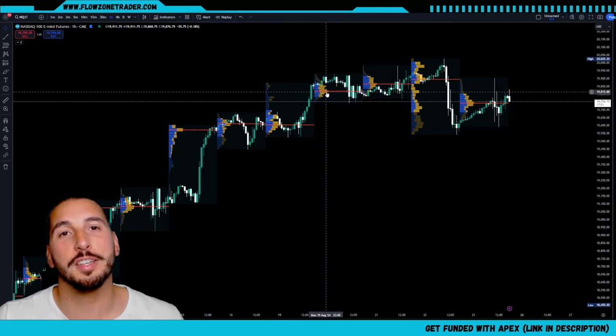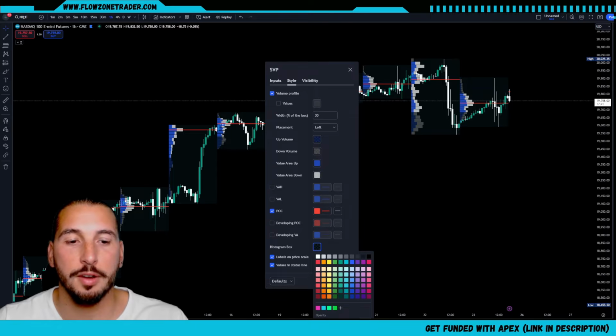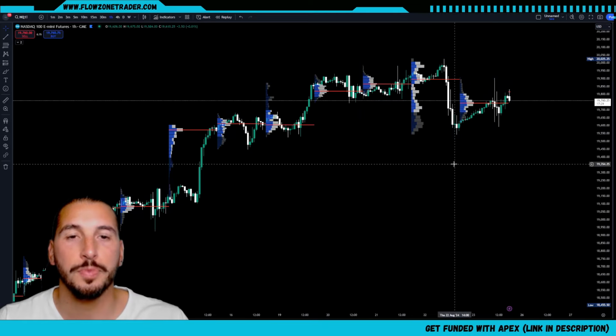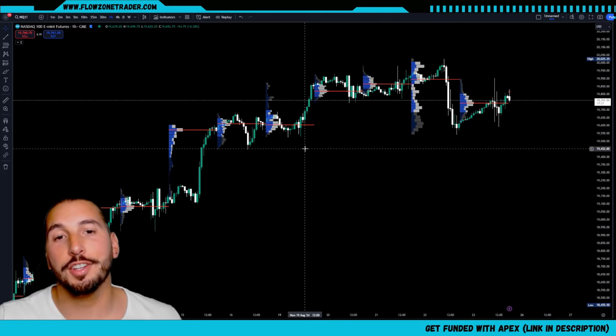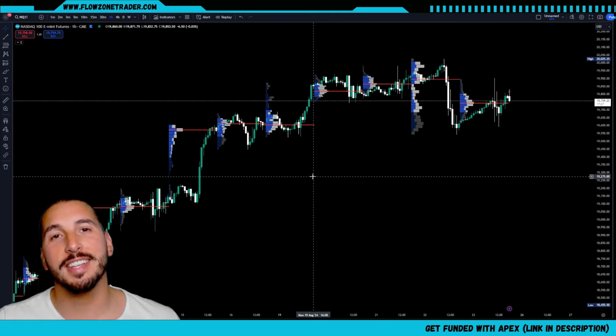Now, I like to make some amendments to this straight away. The first thing I do is I change this down volume on both areas to white. And I take this histogram box right down. I'm not really interested in this. And then if you do this, it should look something like this. So let's go over this indicator now zoomed in so we can make sense of exactly what we're looking at.